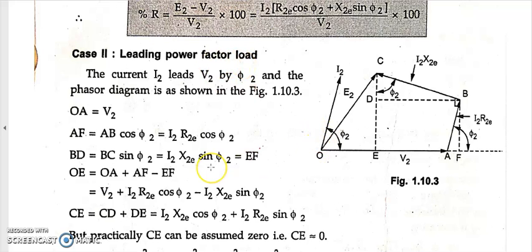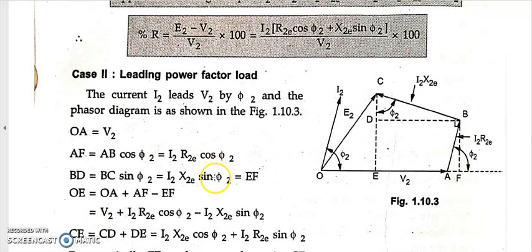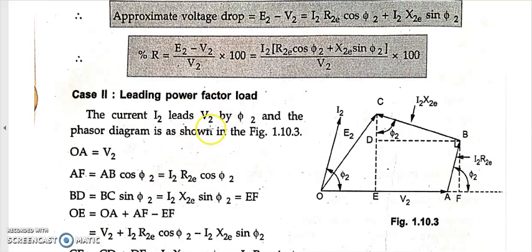For leading power factor, one thing you need to remember is that I'm going to consider a capacitive load. If I consider a capacitive load, then what happens? The current in the secondary side, that is I2, will lead V2 by a certain angle, precisely phi 2. I'm going to derive the percentage regulation for leading power factor in the secondary side when referred to the secondary.